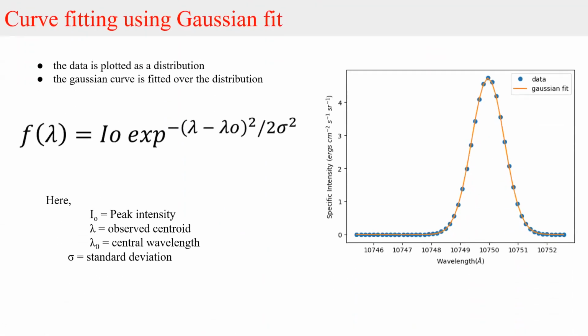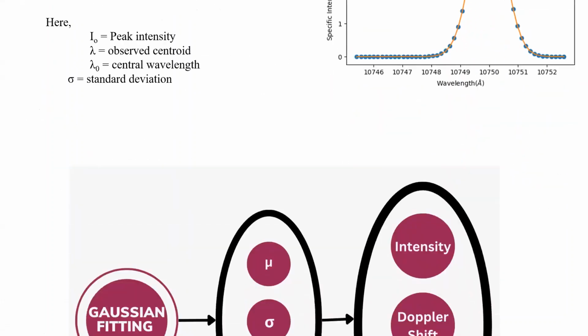The data was given by a mentor. We have plotted it as a distribution first, then fitted it with a Gaussian curve. The equation we used is shown here. Here, I naught represents the peak intensity, lambda shows the observed centroid, lambda naught shows the central wavelength, and sigma shows the standard deviation.